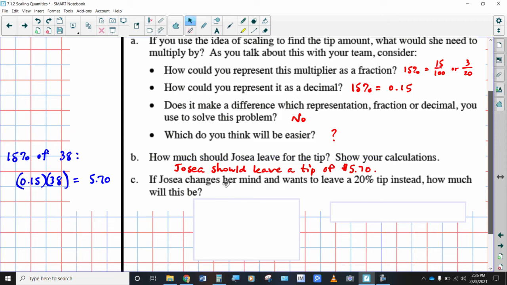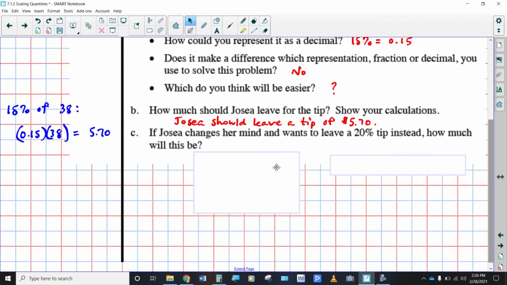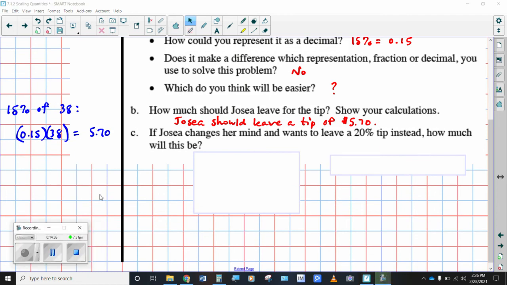All right, but that's for 15%. What if she decided to leave a 20% tip? Why don't you go ahead and work through that problem and see if you get the same answer as me.